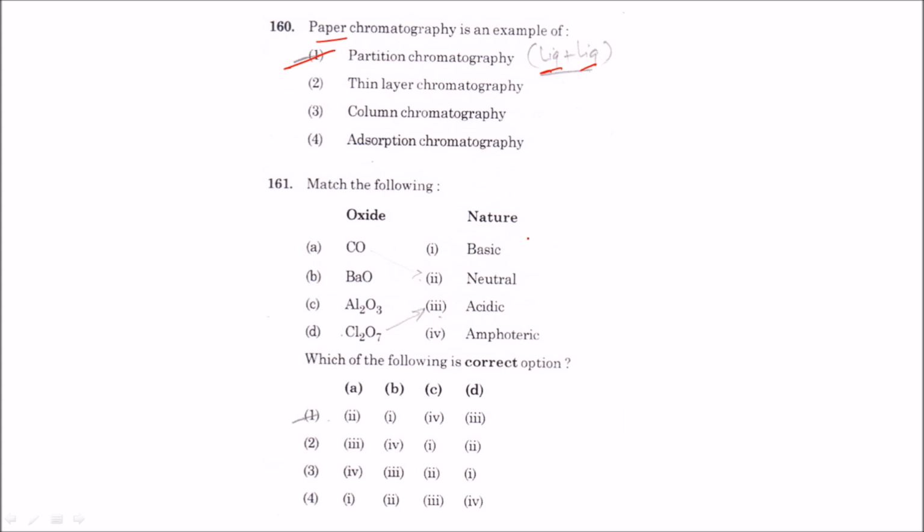161. Match the following. Okay, the oxide they give, and nature, again a very simple question. Cl2O7, this is acidic, right? We can just match it. CO is neutral, Al2O3 is amphoteric. Just see the options given there. The right answer for this is the first option. You can see A2, then you get B1, that's basic, barium oxide. C4, aluminum oxide, amphoteric, and D3, that's acidic, Cl2O7. So the right option for this is the first one.